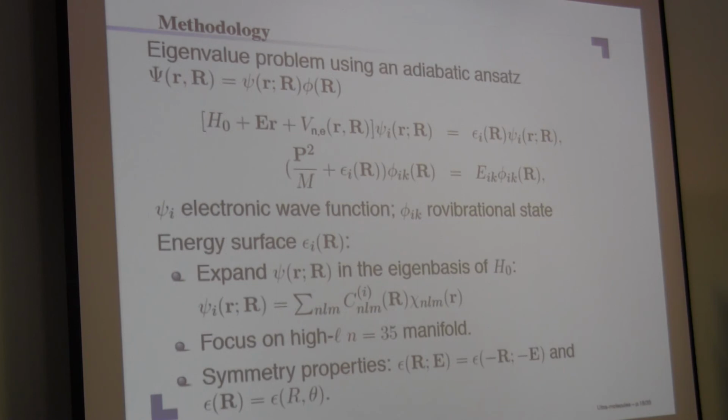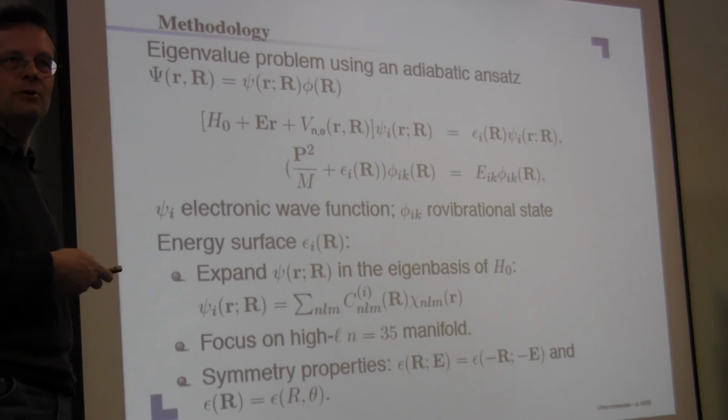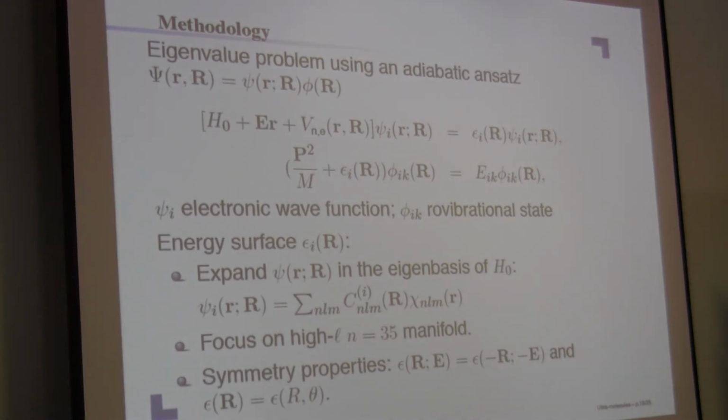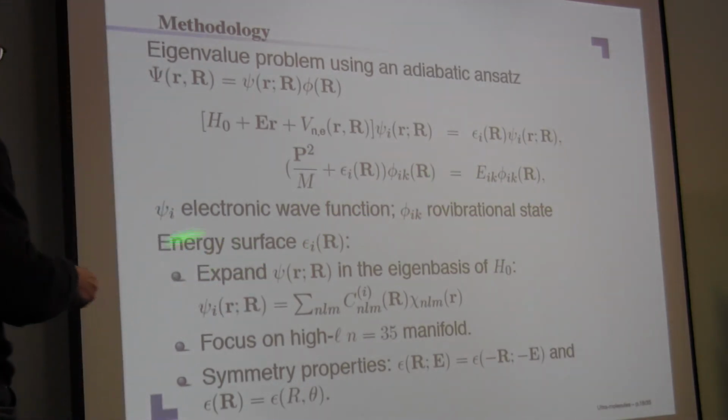Okay, and then what you do is you have an eigenvalue problem. You do the Born-Oppenheimer approximation. That means you separate the fast electronic from the slow internuclear motion, the vibration. So you have an electronic wave function, a vibrational state wave function, and you get an energy surface. And that energy surface you get by solving the electronic Schrödinger equation here.